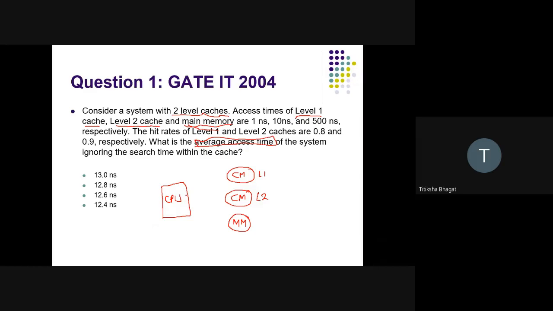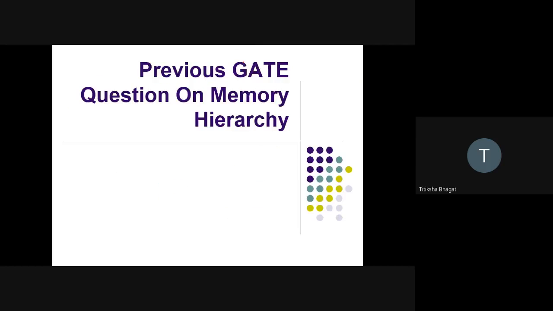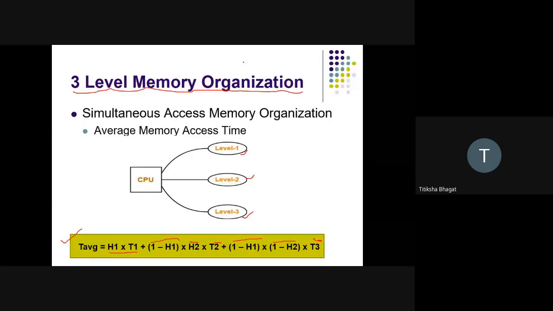So there is a CPU and there are three levels of hierarchy: level 1, level 2 and level 3. There are two levels of cache. That means cache is of two levels. So we have level 1 cache, we have level 2 cache, and finally we are having main memory. So how much memory organization is it? It is the level 3 memory organization that we have seen previously.